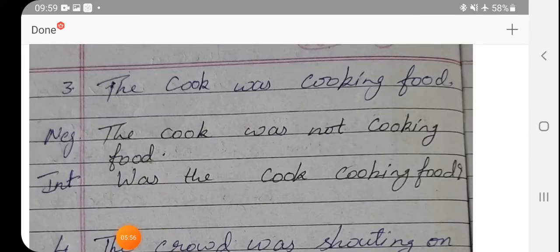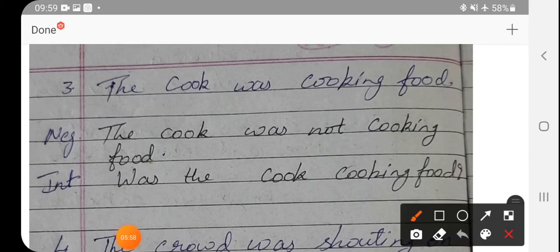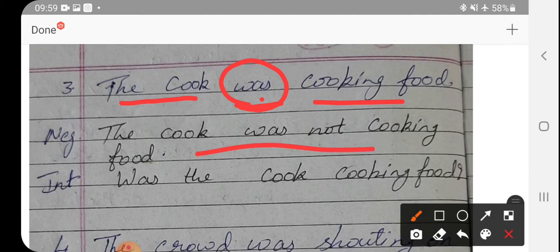Now see another example. The cook was cooking food. The cook is the subject, was is the helping verb and then the ing form of the verb. The cook was cooking. To make the negative, you will add not after it. The cook was not cooking food. And for interrogative, you will start with this: was the cook cooking food or was the cook not cooking food? Question mark. So, remember this rule.